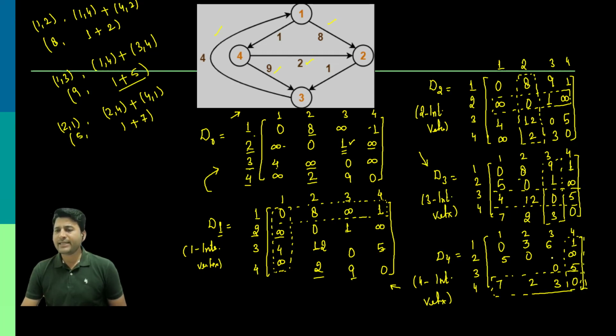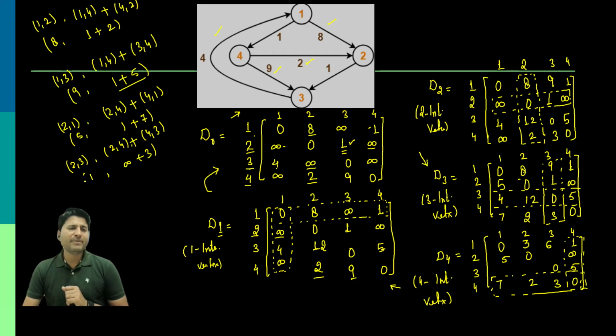Now moving to 2 to 3, making 4 an internal vertex. So 2 to 3 will be 2 to 4 plus 4 to 3. How much is the 2 to 3 distance? 2 to 3 is given as 1, 2 to 4 is infinite plus 4 to 3. 4 to 3 is 3. So the minimum between 1 and infinite plus 3 is 1. So 2 to 3 comes out as 1.